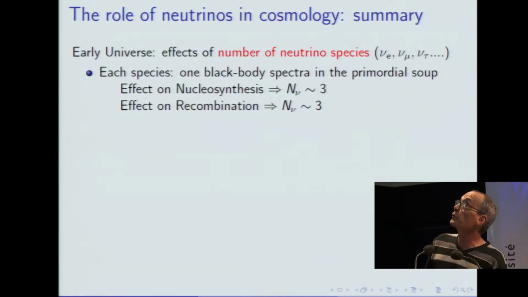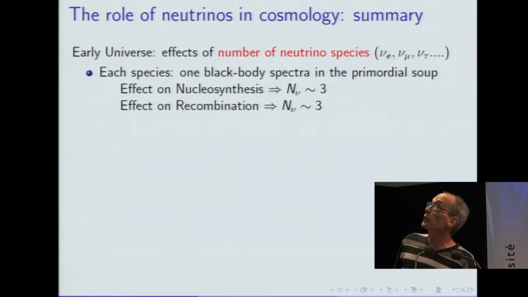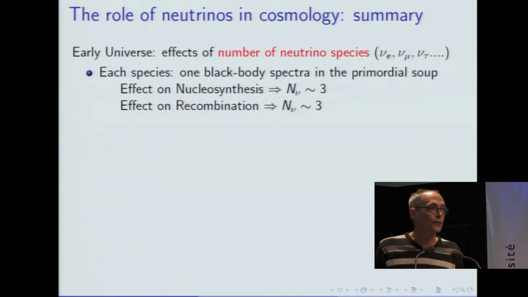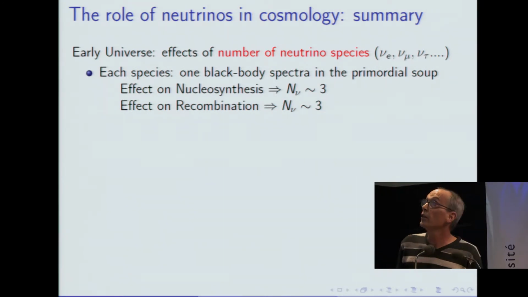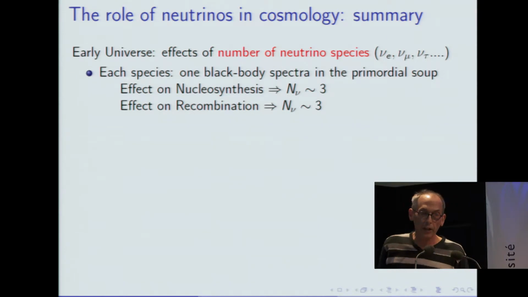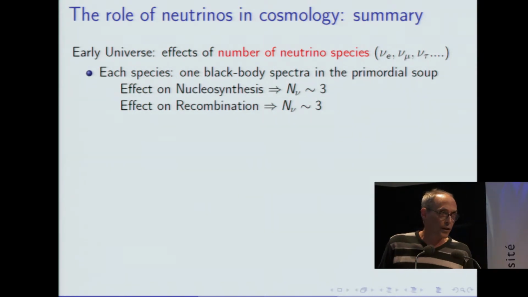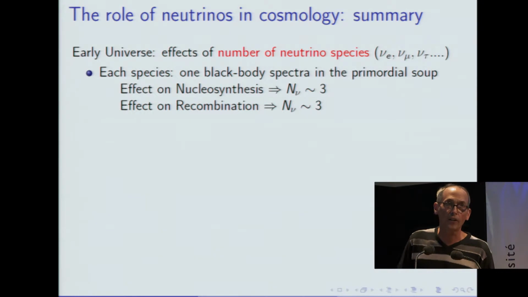So the role of the neutrinos in cosmology, in summary: in the early universe, it's the number of neutrino species. Things are very, very hot, so you can more or less forget about the neutrino mass, and it's just the number of species, because each species gives a black body. So it increases the energy density and changes the expansion rate. Adding neutrinos increases the expansion rate, makes things go faster, so you have less time to do things.